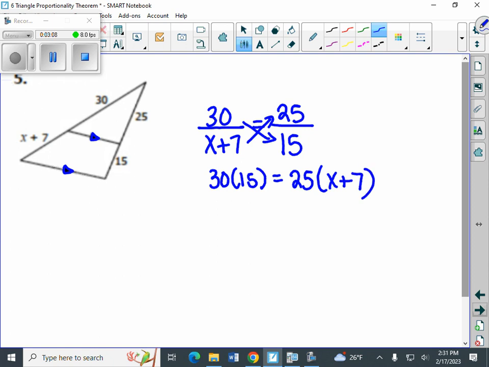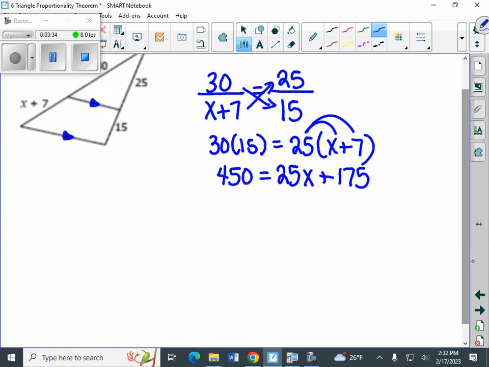That's going to require us to use the distributive property. 30 times 15, 3 times 15 is 45, and I'm going to add a 0. You can type that into your calculator. Over here, we're going to get 25x, and then 25 times 7 is 175. I'll start using the calculator now. I just didn't need it yet.